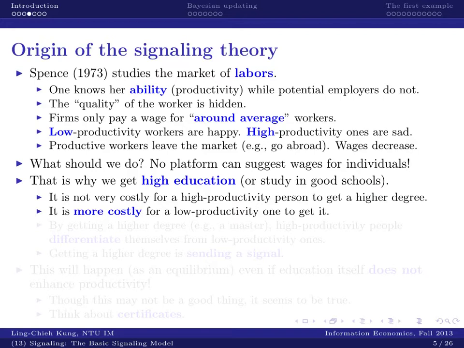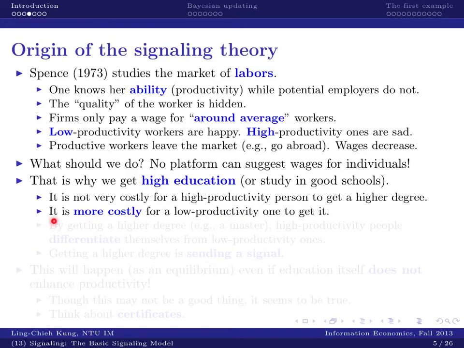Suppose there's one guy, he's just smart. In that case, it is not very costly, or it is not very hard for this smart guy to get a higher degree, like a master degree or whatever. However, it is more costly if I am not smart, or if I am good at, for example, sports or music or whatever. It's probably not a good idea for me to get a master in information management. Yeah, because this requires some intelligence.